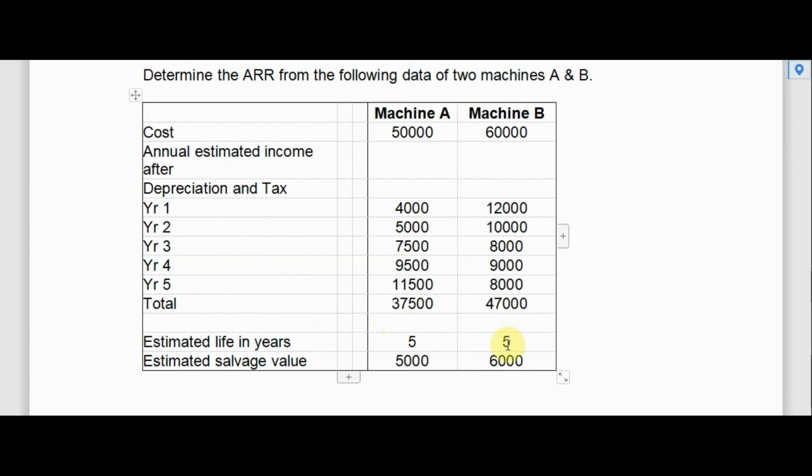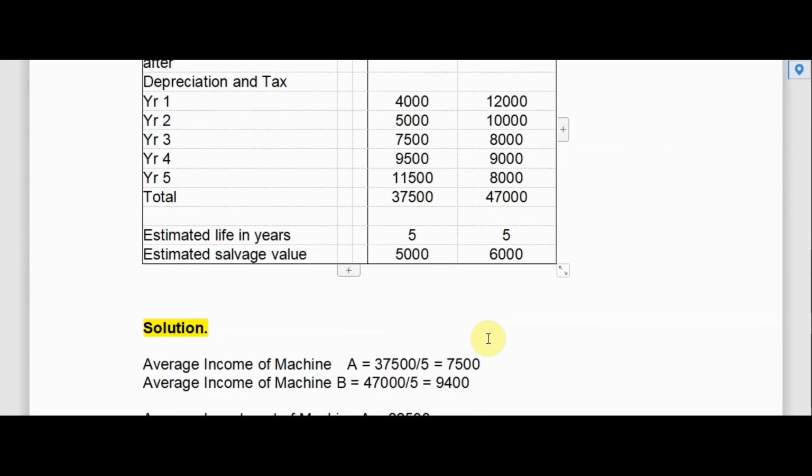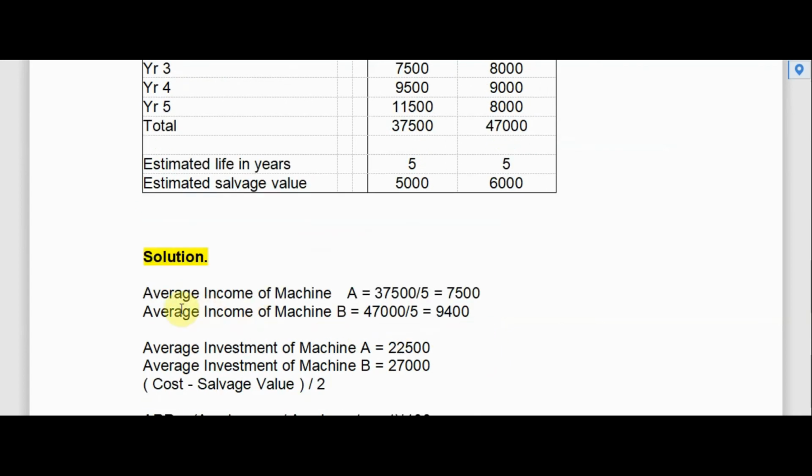This is also 5 years. The salvage value is 5,000 and 6,000. So we will find out the average income from machine A. That is 37,500 divided by 5 equals 7,500. Average income of machine B, 47,000 divided by 5 equals 9,400.